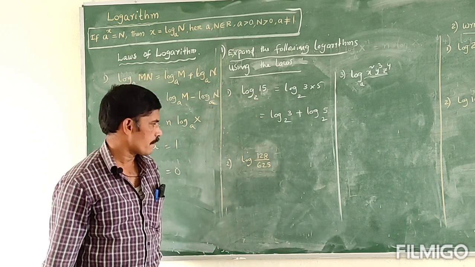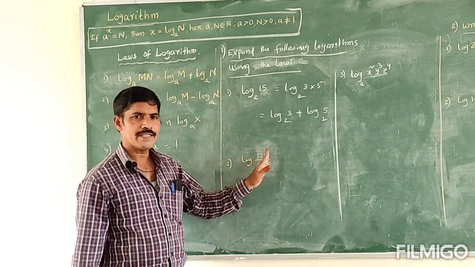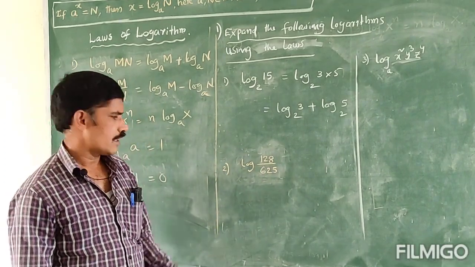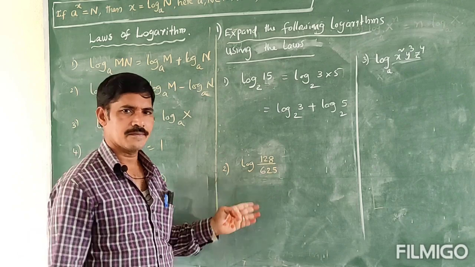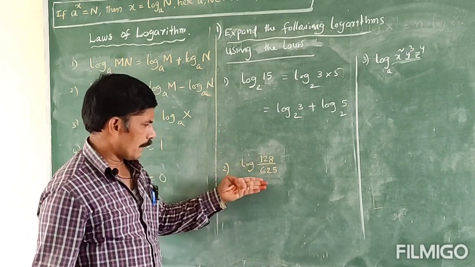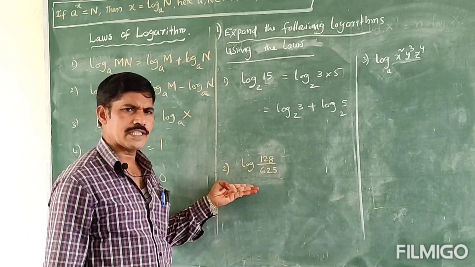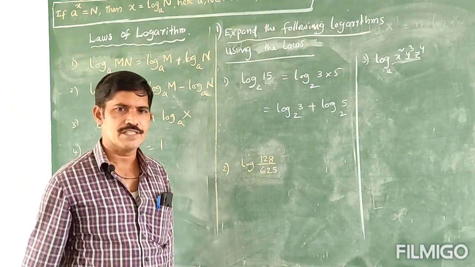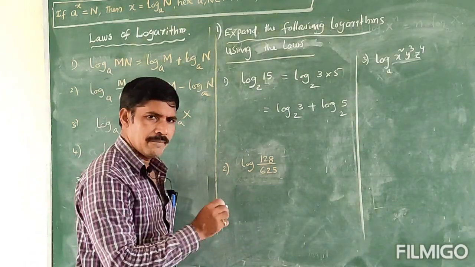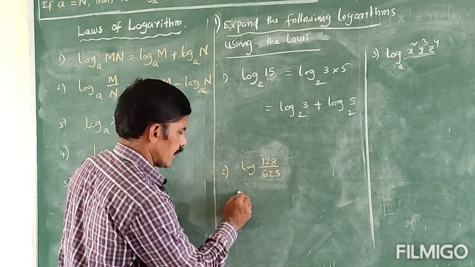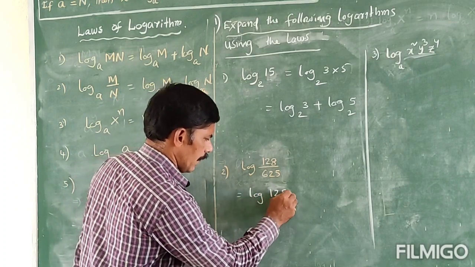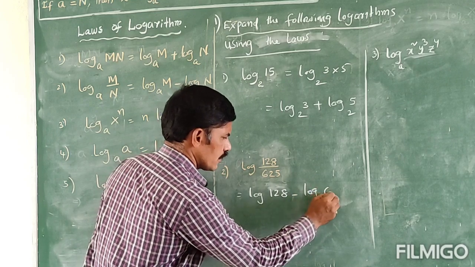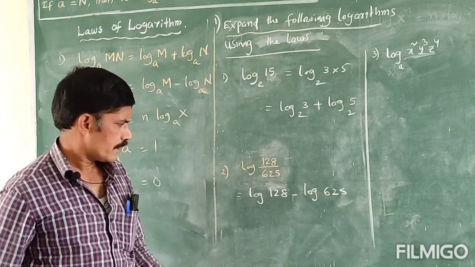Come to the second one. Logarithm of 128 by 625. The base is not given. You know the base is 10. You can apply the second formula. What is the second law? Logarithm of m by n is equal to logarithm of m minus logarithm of n. So you can write it as logarithm of 128 minus logarithm of 625 from the second law.